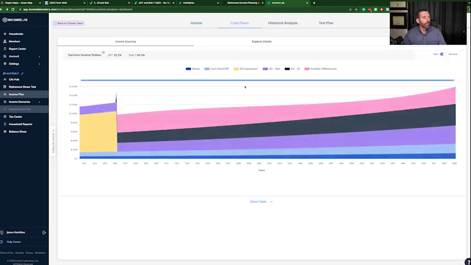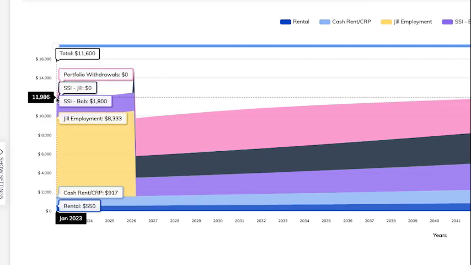So let's take a little bit of a look at their cash flows. Currently, Jill's still working, okay? So if you go down from top to bottom here, if they wanted to spend this much, they could start spending a little bit more today if they wanted to. But currently we have portfolio withdrawals at 0, Jill's SSI at 0, which is Social Security income.